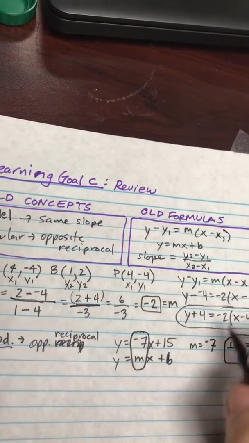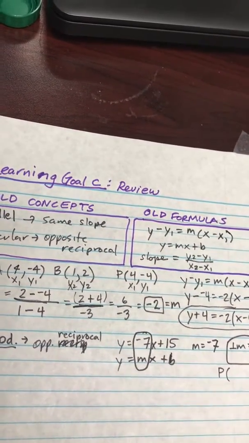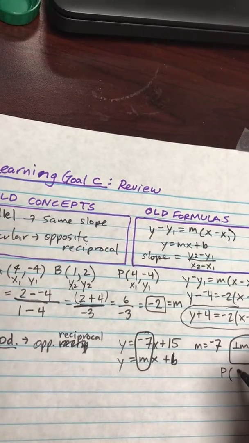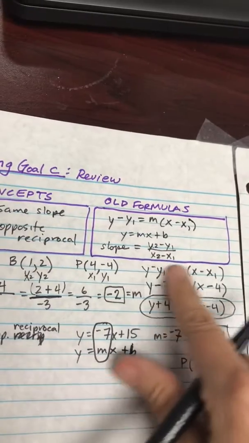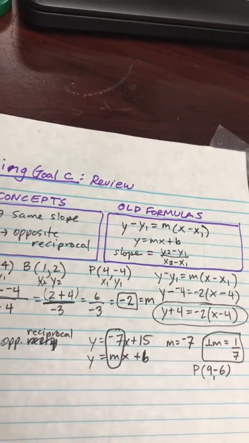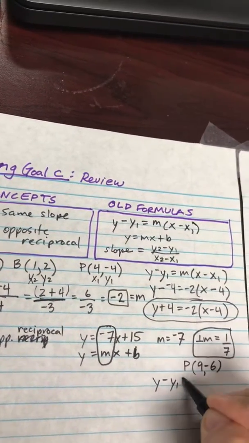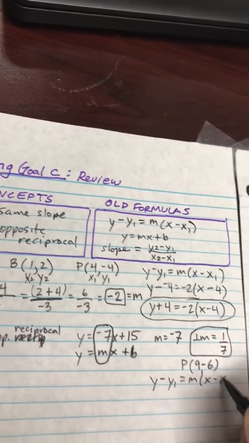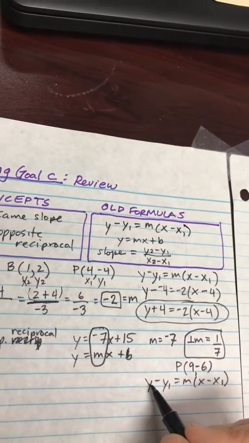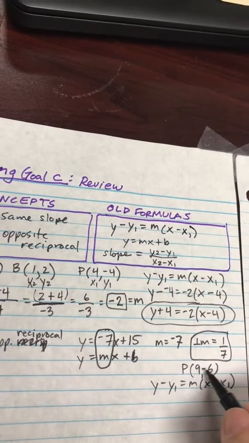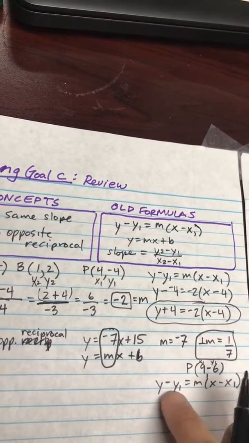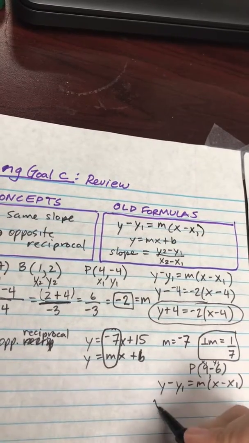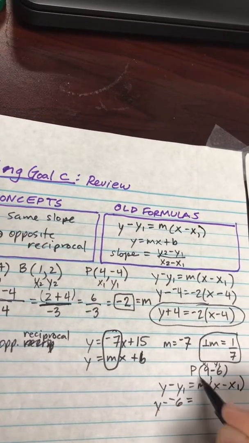Let's copy over the point from the problem. The problem says point P is 9 and negative 6. So I'm going to do the same thing I did here, same exact steps. y minus y1, slope, x minus x1. So I'm given the point, I'll call this x1 and y1. And so y minus y1 would be y minus a negative 6.